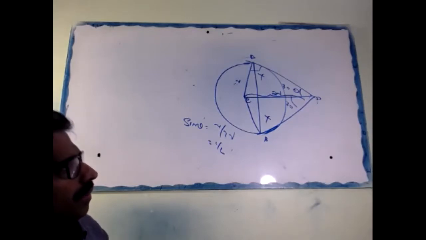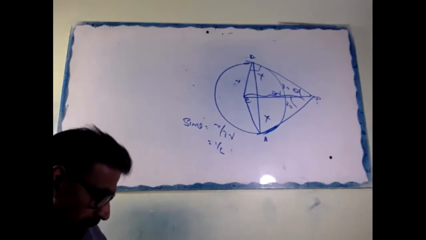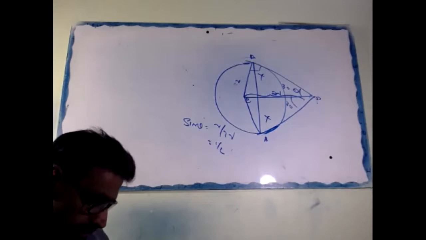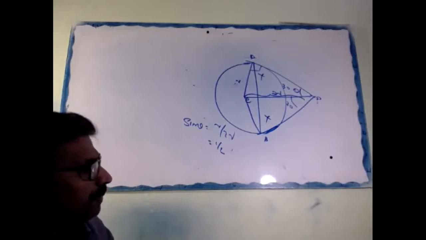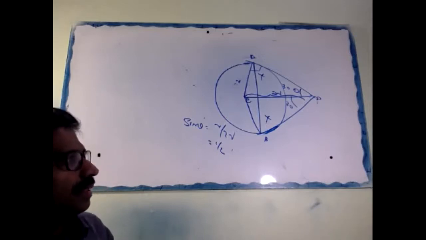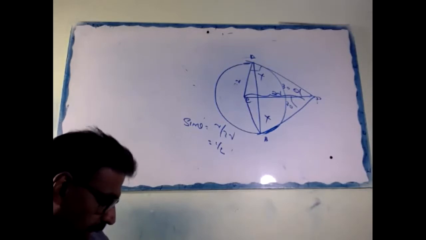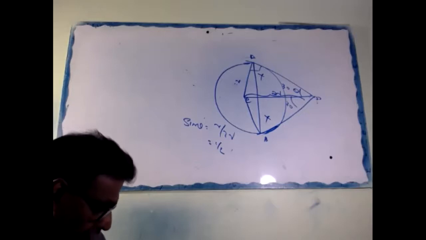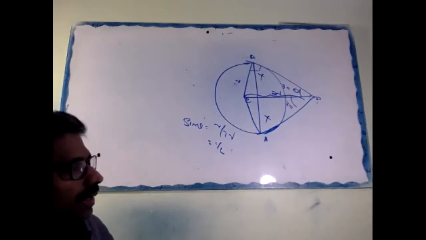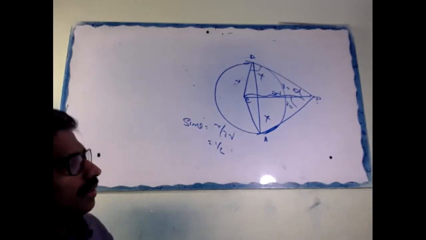Similarly, angle BPO is 30. Hence angle APB is 30. Then in triangle PAB, PA equal to PB, since tangents from an external point are equal.